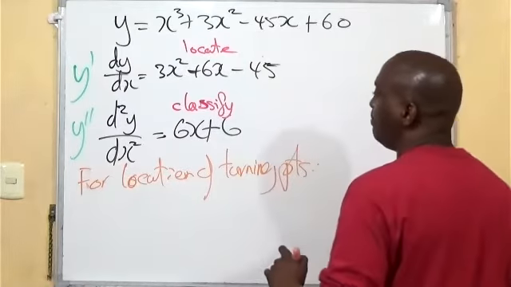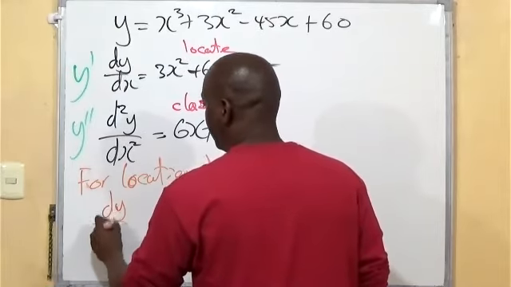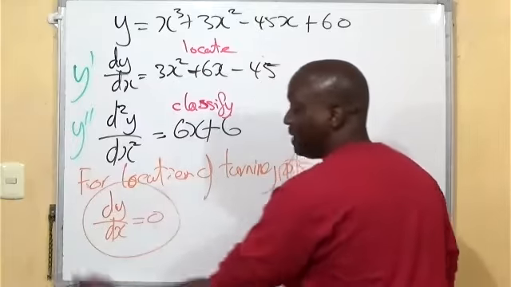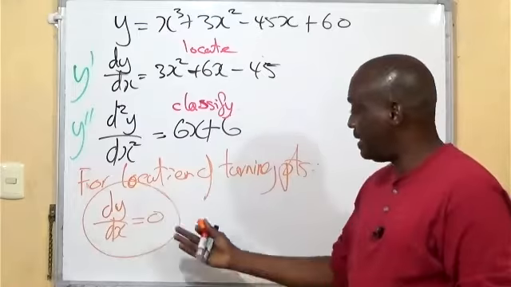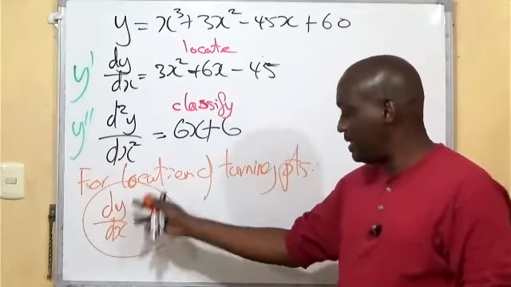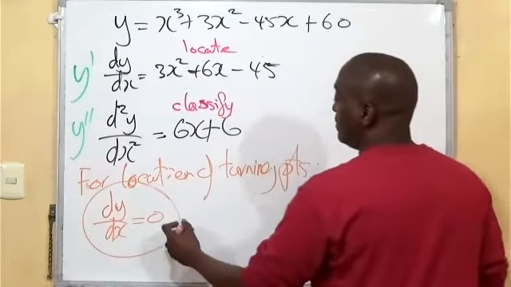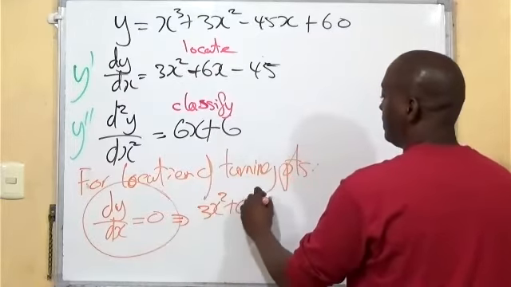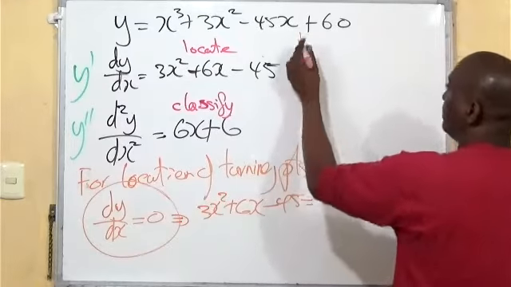For the location of the turning points, dy dx equals 0, right? Even if you don't put anything else, don't play with this at all, because this is what they're looking for. They want to see that you recognize that equating dy dx to 0 is what will give you the location of the turning point. So dy dx equals 0, which is to say then that 3x squared plus 6x minus 45 is equal to 0.